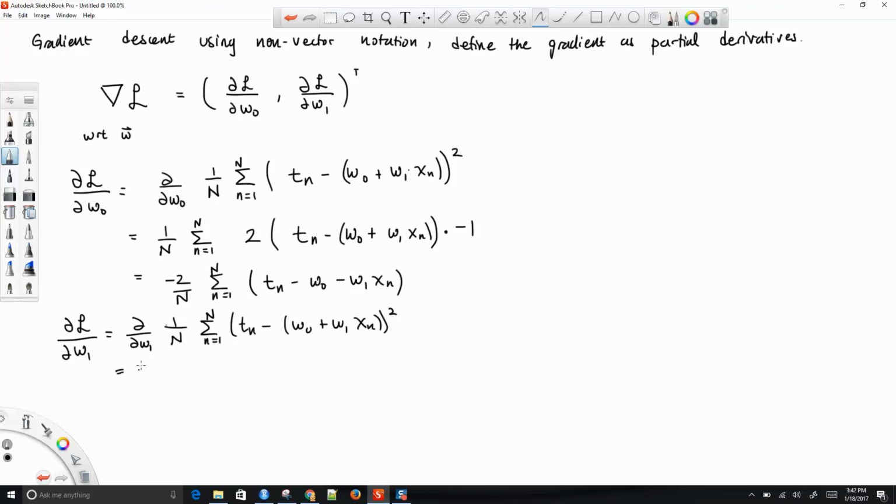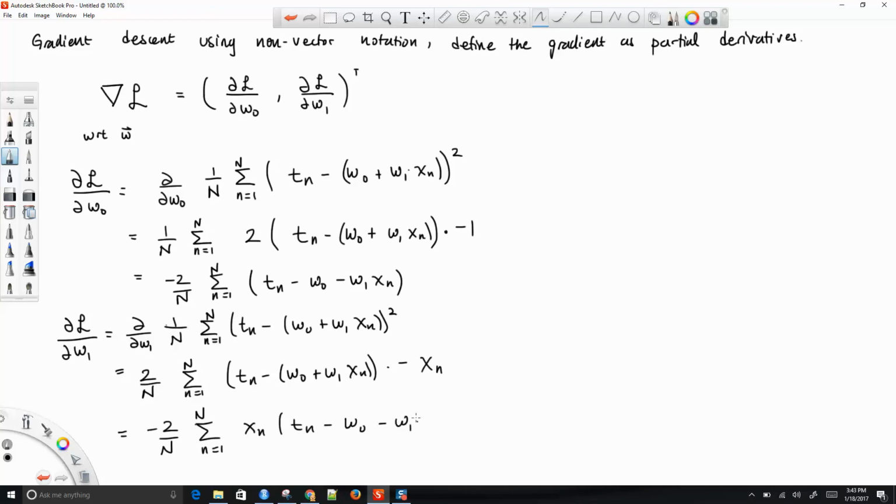So this is going to give me... multiply this by negative x of n, okay? And so when I pull this out, I'll get -2 over n times the sum from n equals 1 to n of x of n, t over n minus W0 minus W1 x of n.